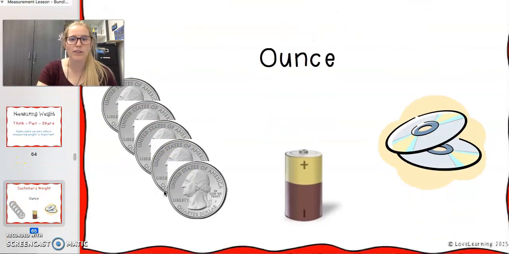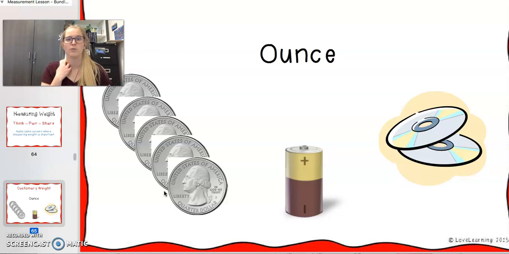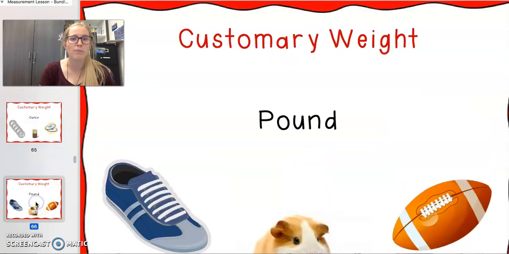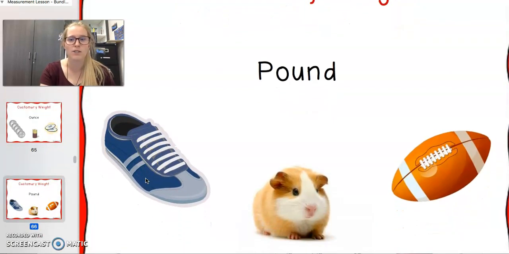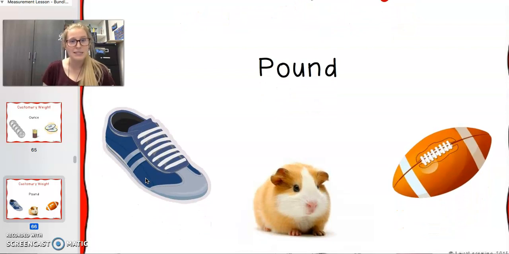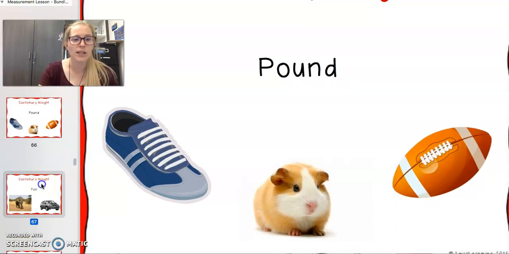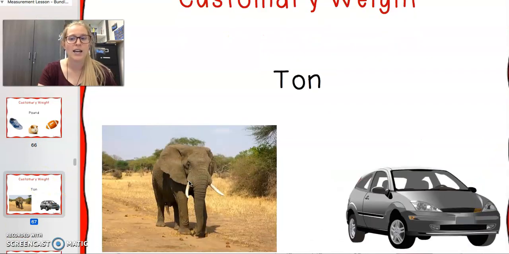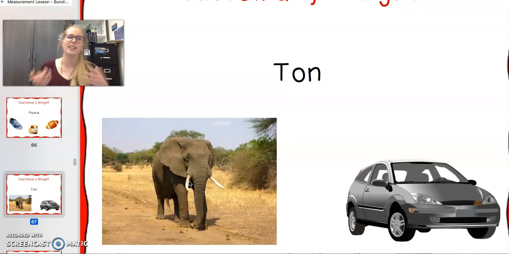So customary weight. The smallest measurement we have in customary weight is an ounce. Here are some pictures which are examples of what might weigh an ounce or be measured with the unit of an ounce. Then we have pound. Pound is our next biggest one, and here are some pictures of examples of things that are measured in pounds. And our last one is a ton. Often we say "a ton" like "that's a ton," but ton is actually a real measurement. And here are two pictures of examples of things that are measured in tons.